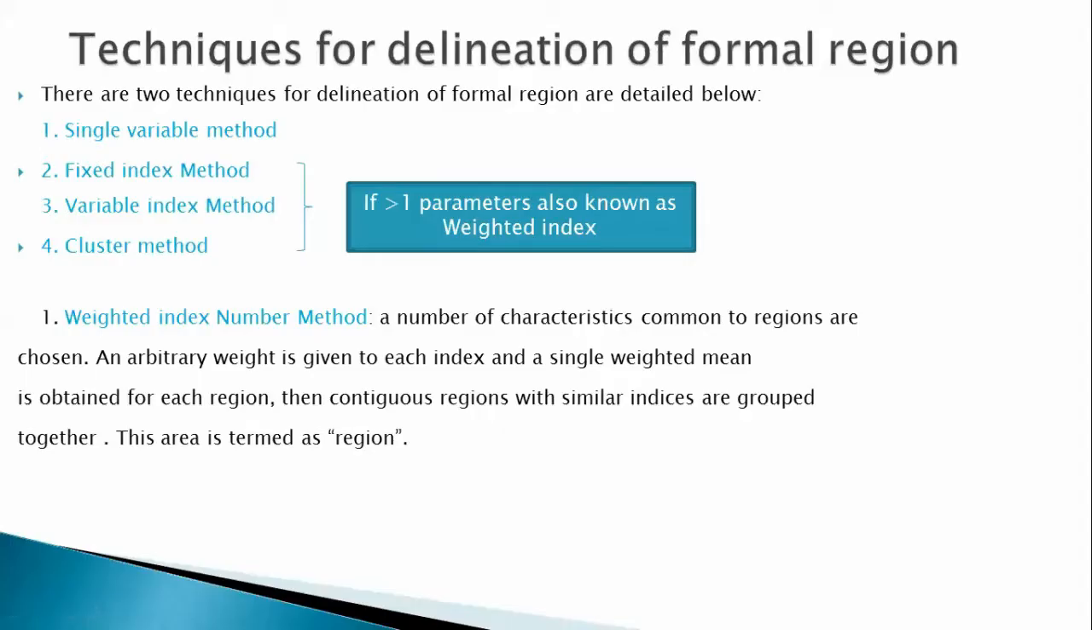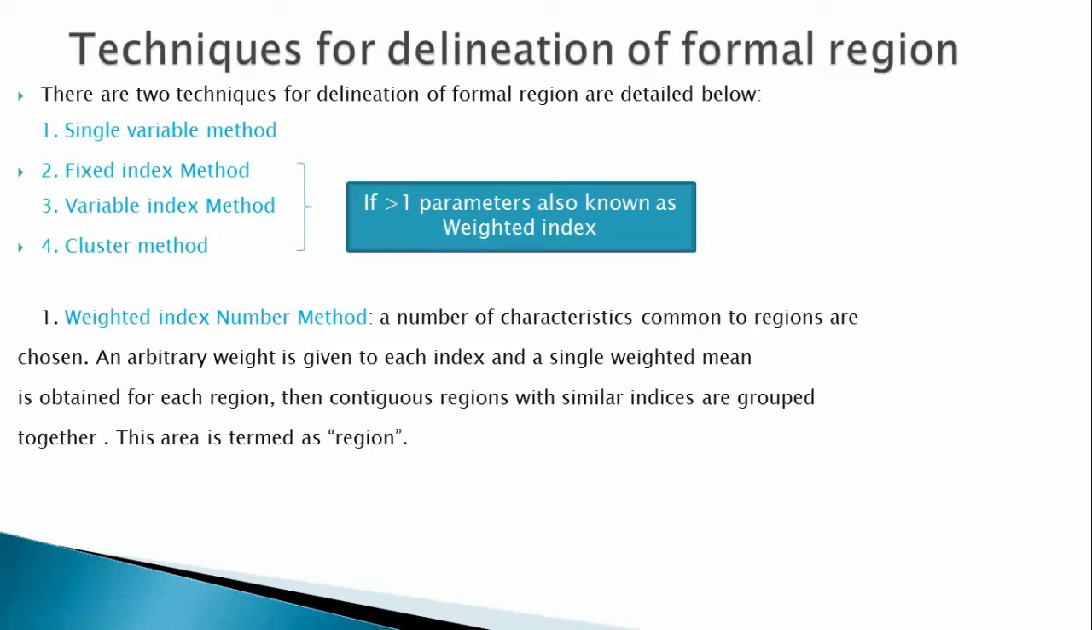So now let us see certain techniques. What are the techniques for delineation of a formal region? Basically, there are two techniques. One is the single variable method and the second is the weighted index method. And in the weighted index method, we find fixed index, variable index and cluster method.